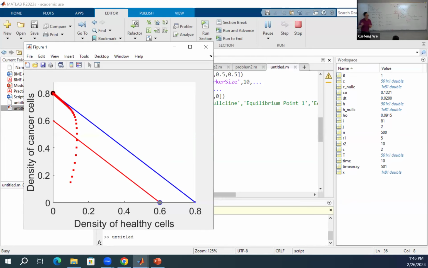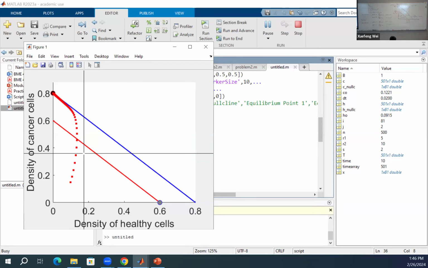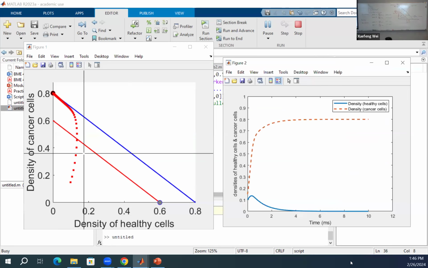Okay, I'm going to show you another plot. This plot is healthy cell and cancer cell with regard to time. With regard to time, which one will triumph? Cancer cell will always triumph, because it will always go to this point.